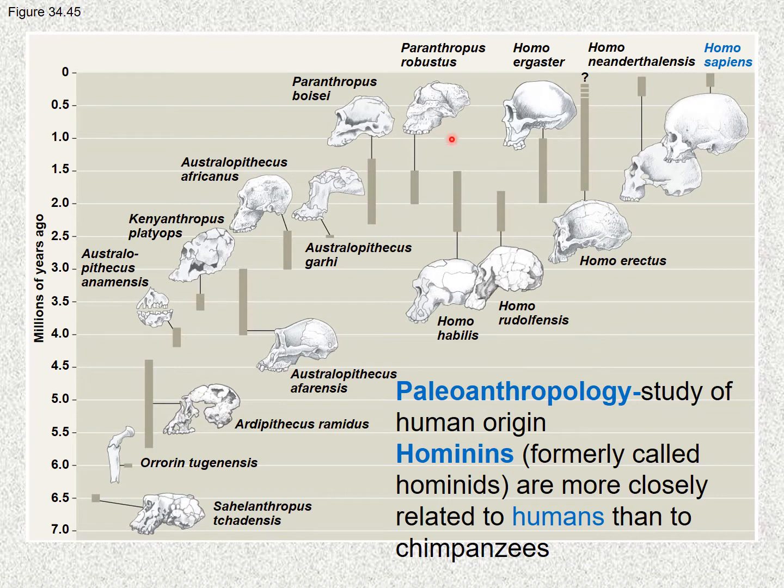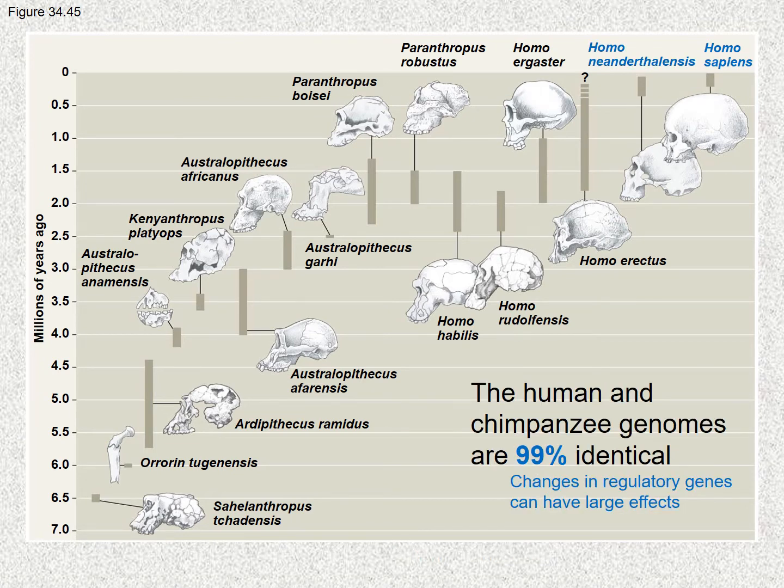Paleoanthropology is the study of human origins, and it's scientists in this group of study who have made a lot of these discoveries. Hominins, formerly called the hominids, are more closely related to humans than to the chimpanzees. Okay, so these are all the hominins. They are much more closely related than the chimpanzees.